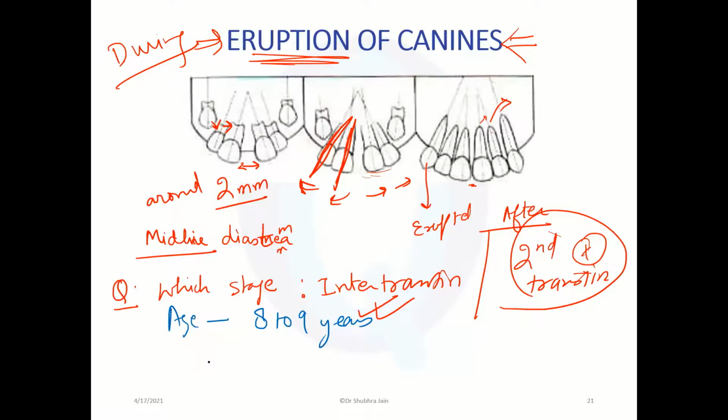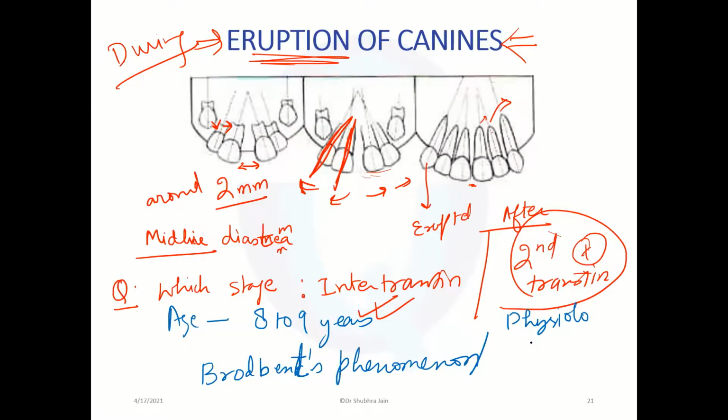The third thing you need to remember is that another name for this is the ugly duckling stage or Broadbent's phenomenon. This is also called physiological midline diastema. Physiological means it just occurs normally in a child.